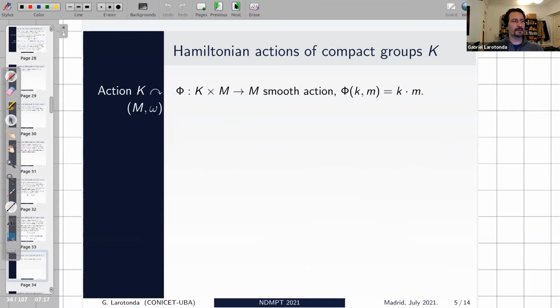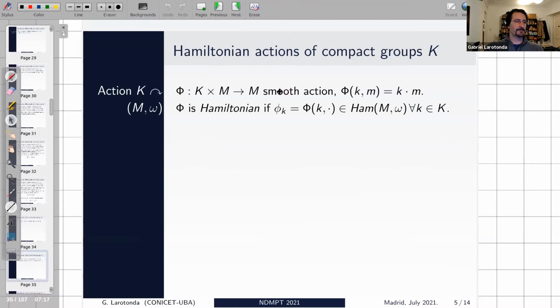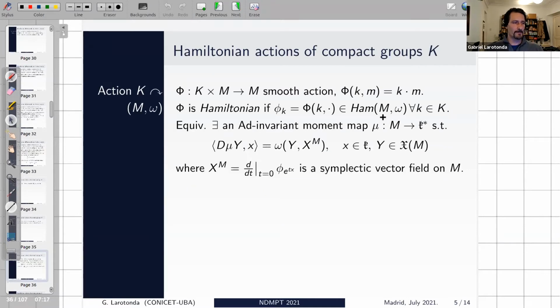Because now we want to consider a Hamiltonian action of a compact Lie group. So now we have this symplectic manifold, we have a compact group K. The action will be denoted as usual as follows. And we say that the action is Hamiltonian if for fixed k, this diffeomorphism is a Hamiltonian diffeomorphism of the group. And equivalently, this is rather technical, so maybe you can skip it, there is a condition that there is a momentum map, which is, of course, natural, intertwining the two structures, the Hamiltonian action and the coadjoint action of K.